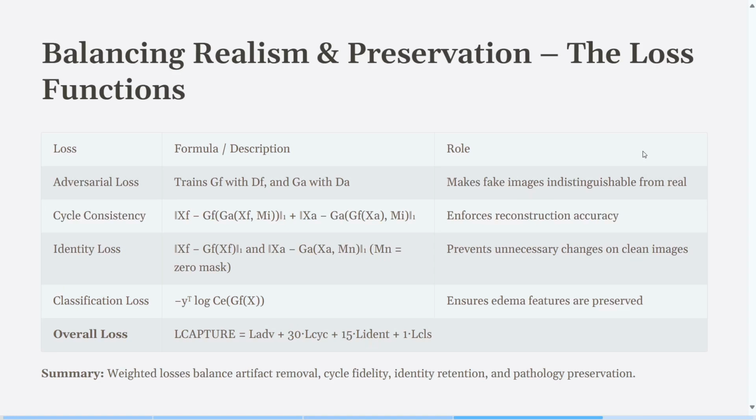And these losses are weighted as follows: lambda for cycle consistency loss is 30, lambda for identity is taken to be 15, and lambda for classification loss is 1. These values were chosen based on empirical testing to ensure a balance between artifact removal and pathology preservation. Altogether, this loss design forces CAPTURE-GAN to clean the image without compromising diagnostic integrity. And here we have the overall loss.